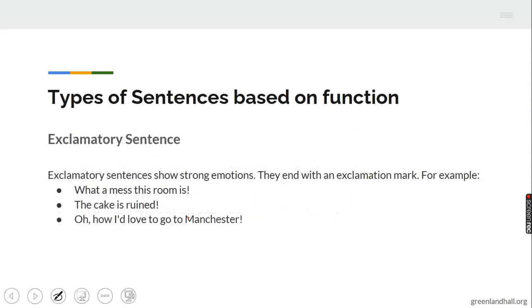Then we have the exclamatory sentence. This shows strong emotion. And like we have in interjection as a part of speech, that part of speech that shows strong emotions or feelings. It expresses sudden, strong emotion, something that happens suddenly. And like I said here, they end with an exclamation mark. Everything exclamatory must end with an exclamation mark. What a mess this room is!